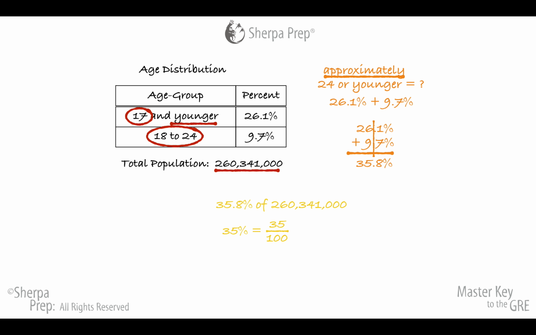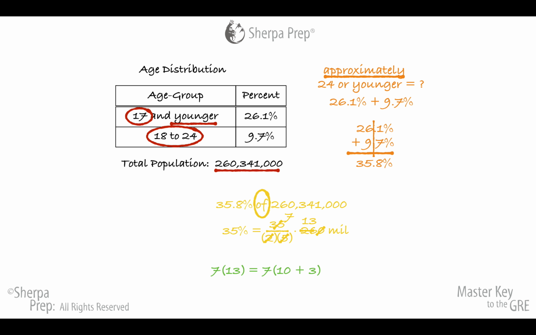And remember, in math, the word of means multiply. So if we want 35% of 260 million, it's really 35 over 100 times 260. Now, I know that looks daunting, but notice this. We can cancel some zeros. We can break down the 10 into 2 times 5. The 5 goes into 35 7 times, and the 2 goes into the 26 13 times. In other words, we just need to get 7 times 13.